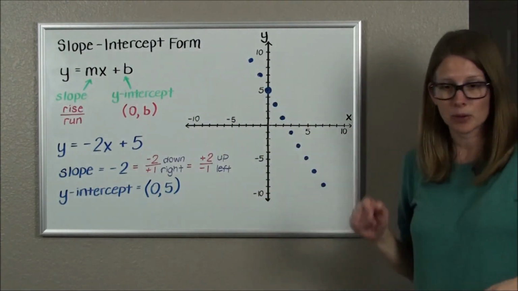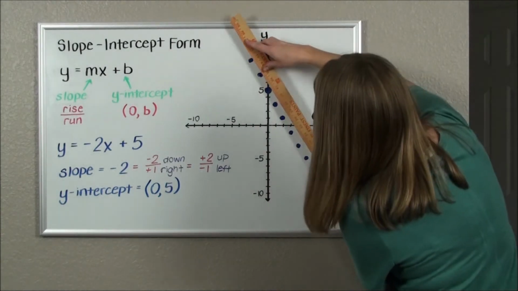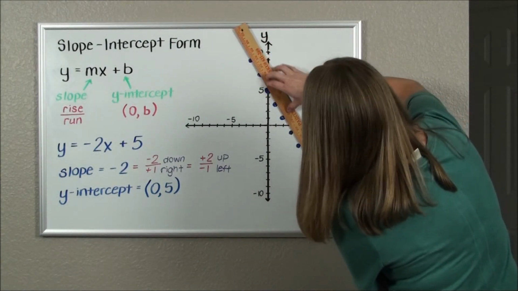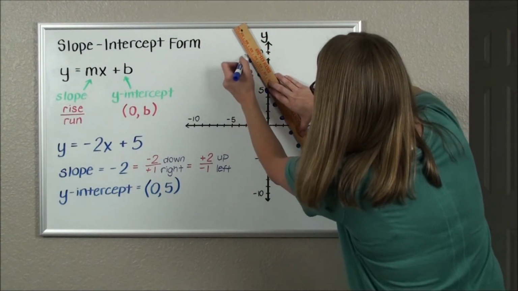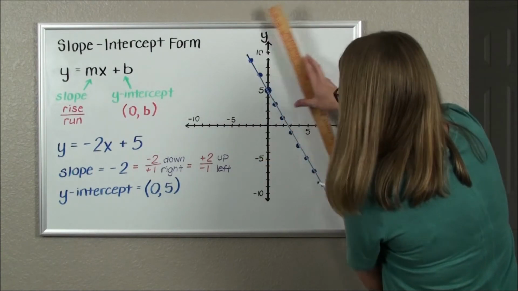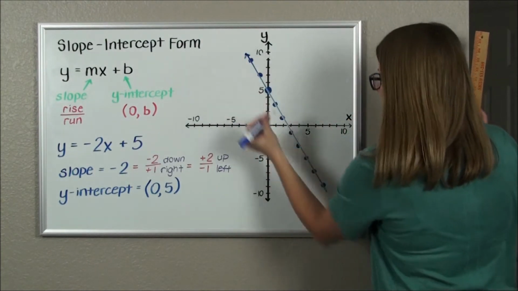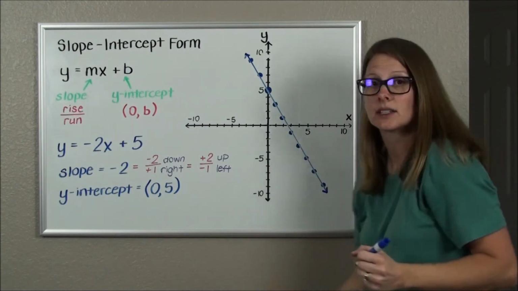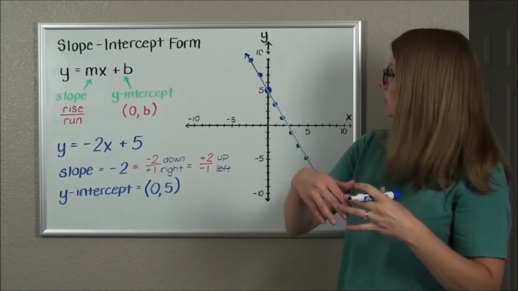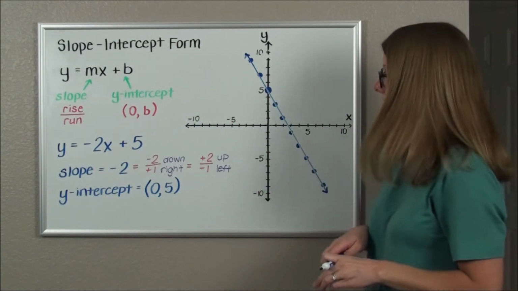So I've got all these points lining up. I can go ahead and connect them with a straight line, making sure to put arrows on either end, again, to communicate that the line continues in this same fashion forever.